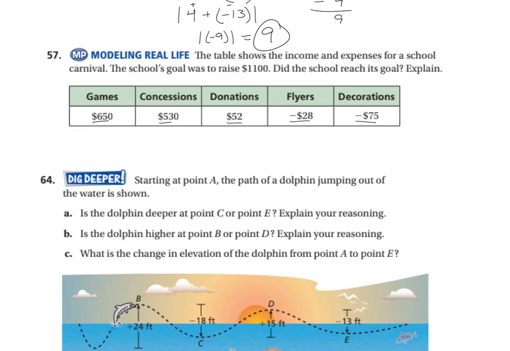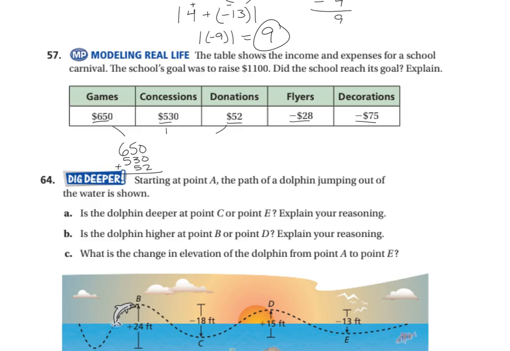Okay, so what we have to do is add it all together and then figure out, did they actually meet their goal? So let's start doing that. I'm going to add all my positives together first. So I have 650 plus 530 plus 52.